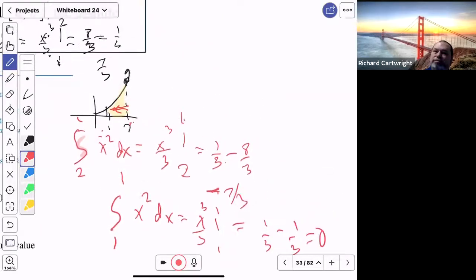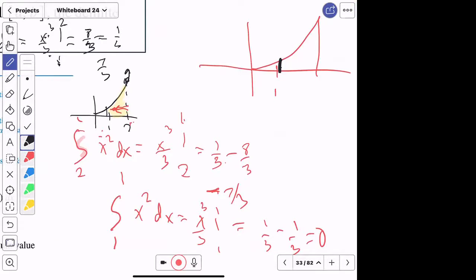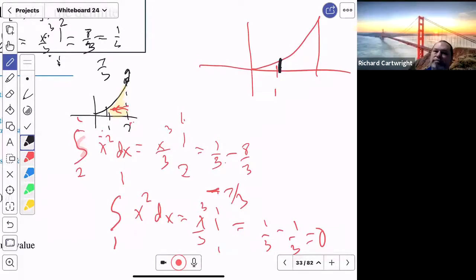But what does it look like on the picture? What does it look like in the picture if I'm going from 1 to 1? What does it look like to you? Somebody? Just a straight line up. Straight line. And what do you think the area of a straight line is? It's 0.